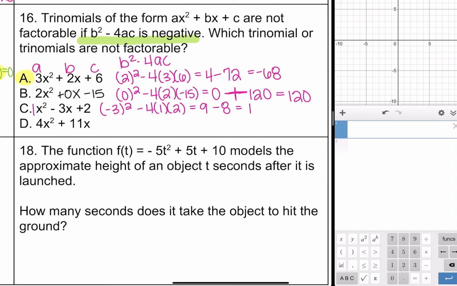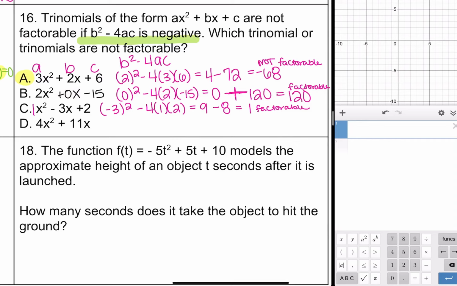I'm going to make a note of these. This one is not factorable. This one is factorable. This one is factorable. And then let's find D.